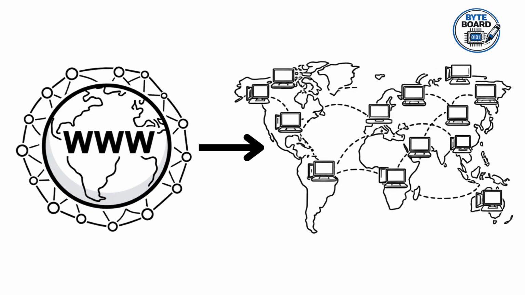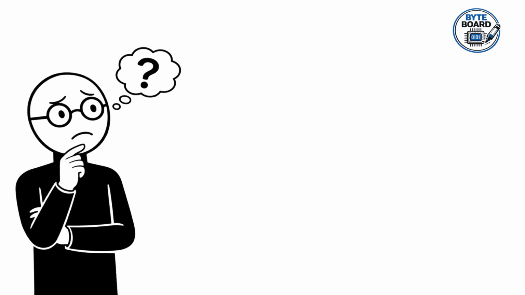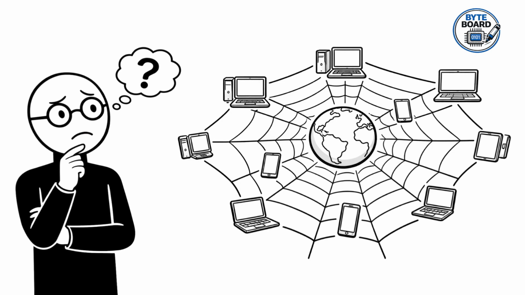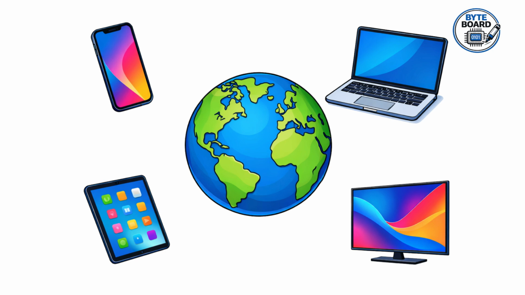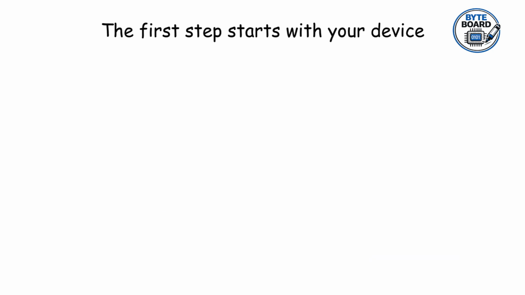The internet is a huge network that connects millions of computers all around the world. You can think of it like a giant web where devices talk to each other. Your phone, laptop, tablet, and even smart TV can all connect to this network. The first step starts with your device.